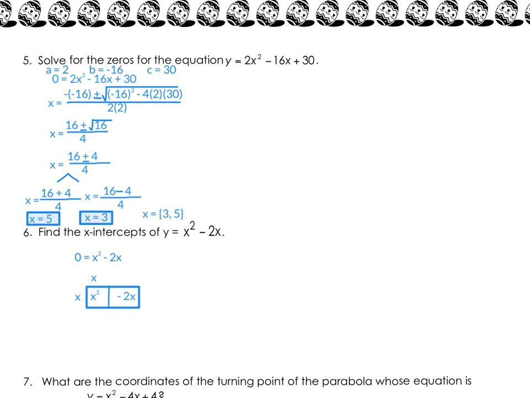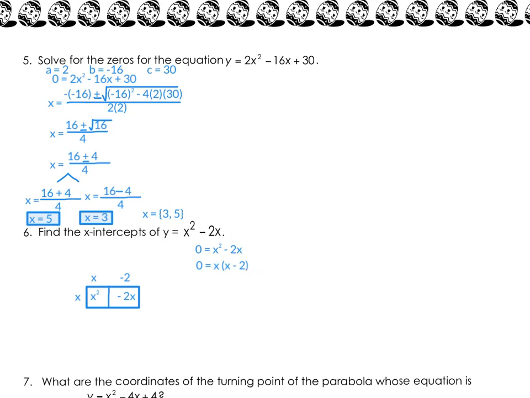And then what times x would give me a negative 2x? That would be a negative 2. So now I have my two factors, x and x minus 2. So I started off with the 0 equals x squared minus 2x, and now it's 0 equals x times x minus 2. Now I always look to see if I can factor further. So this is a difference, but these are not both perfect squares. So that tells me this is factored as far as it can be.